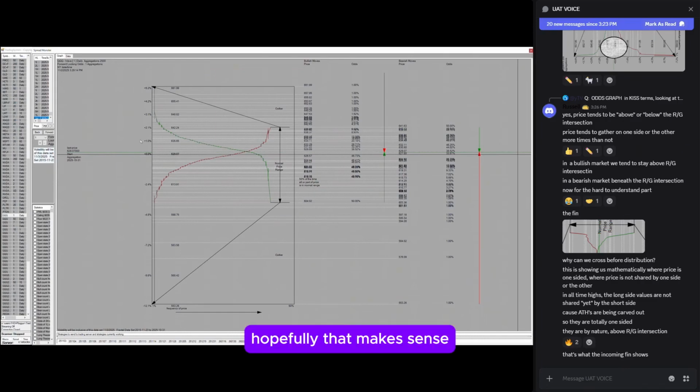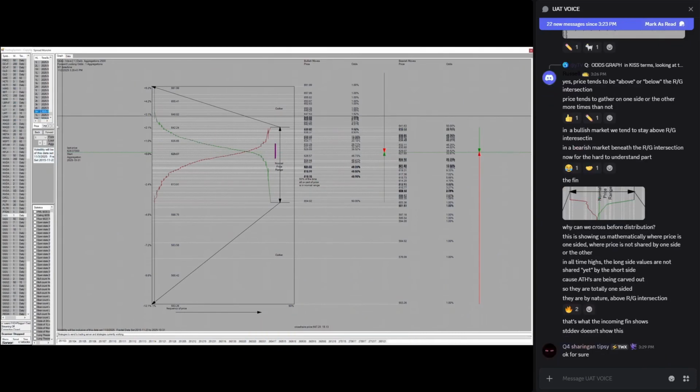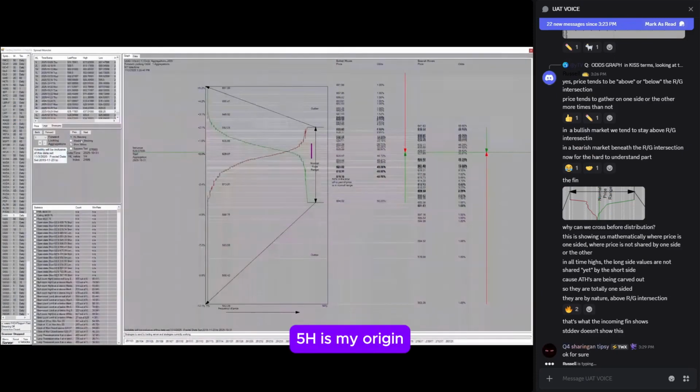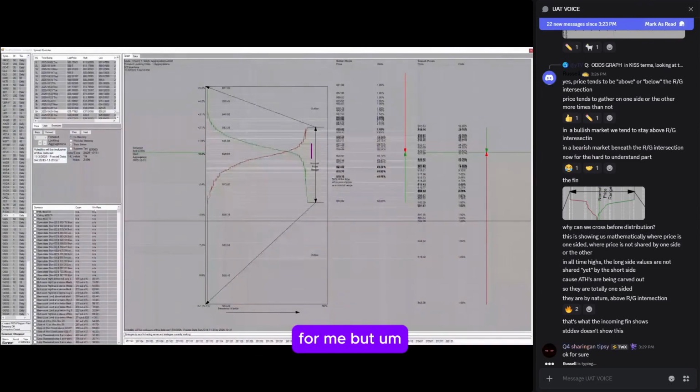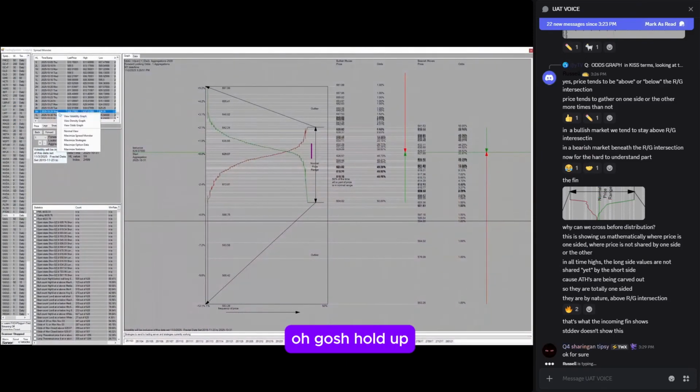Hopefully that makes sense. So I'm going to click on my 5H. Oh gosh, I hope this works. 5H is my origin date. This might not be working for me, but basically, if we looked at this, hold up.